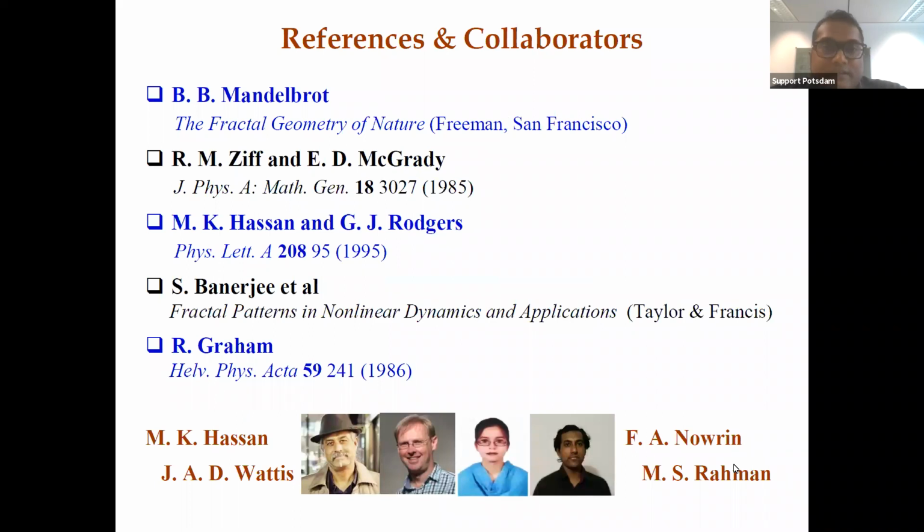Okay, so the references, for those of you who are non-experts in statistical mechanics, there is a nice book by the father of fractals, Mandelbrot. His book's name is The Fractal Geometry of Nature. Then we're going to talk about the fragmentation equation, which has been discussed well in the work of Ziff and McGrady in 1985. We'll also talk about something called stochastic fractals, an idea introduced by Hassan and Rodgers back in 1995. Hassan is my collaborator and colleague back in Dhaka. You can see a nice summary of all these things in a book recently published by Banerjee et al., by Taylor and Francis, named Fractal Patterns in Nonlinear Dynamics and Applications.